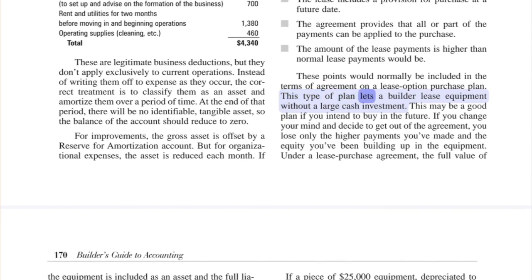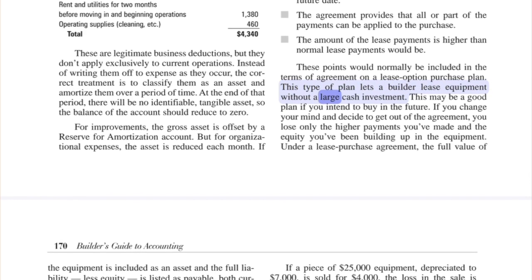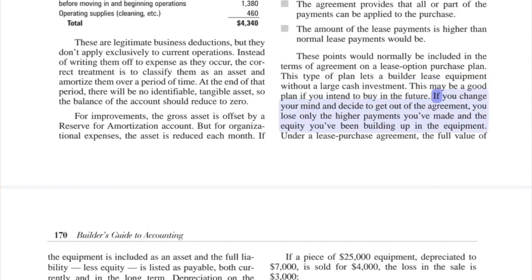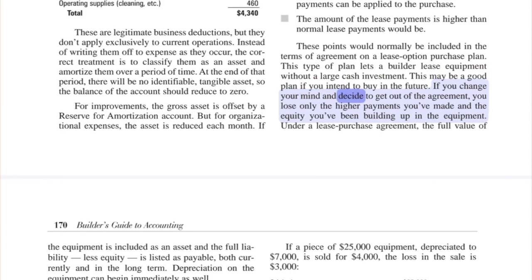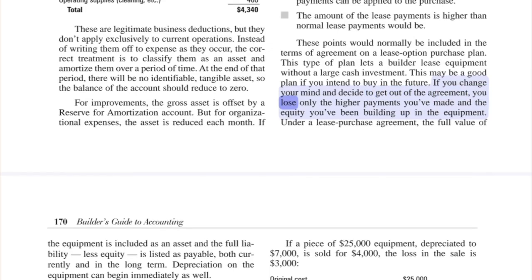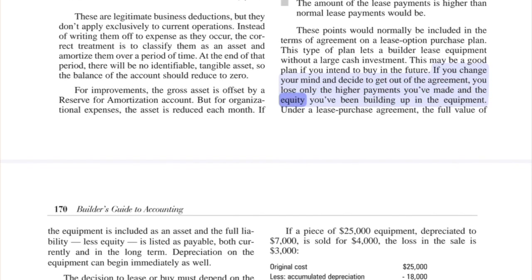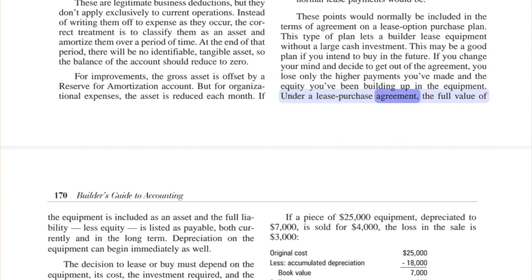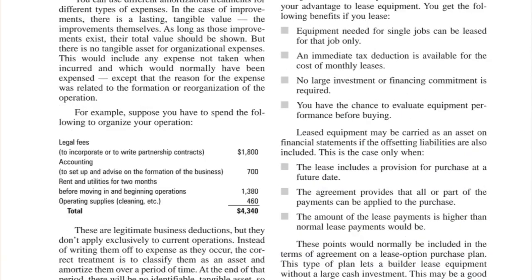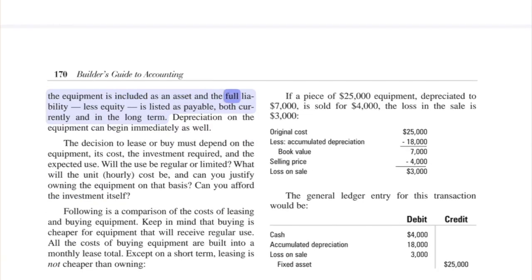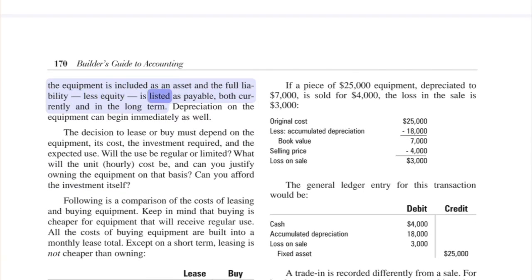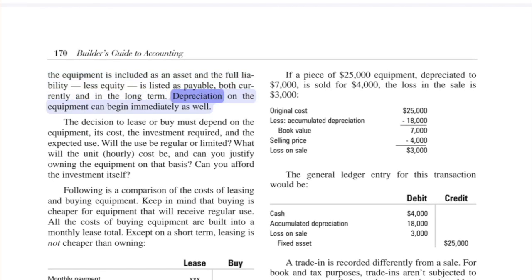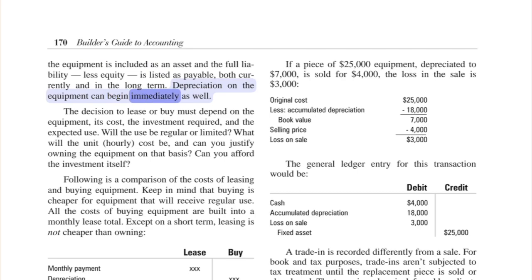This type of plan lets a builder lease equipment without a large cash investment. This may be a good plan if you intend to buy in the future. If you change your mind and decide to get out of the agreement, you lose only the higher payments you've made and the equity you've been building up in the equipment. Under a lease purchase agreement, the full value of the equipment is included as an asset and the full liability, less equity, is listed as payable, both currently and in the long term. Depreciation on the equipment can begin immediately as well.